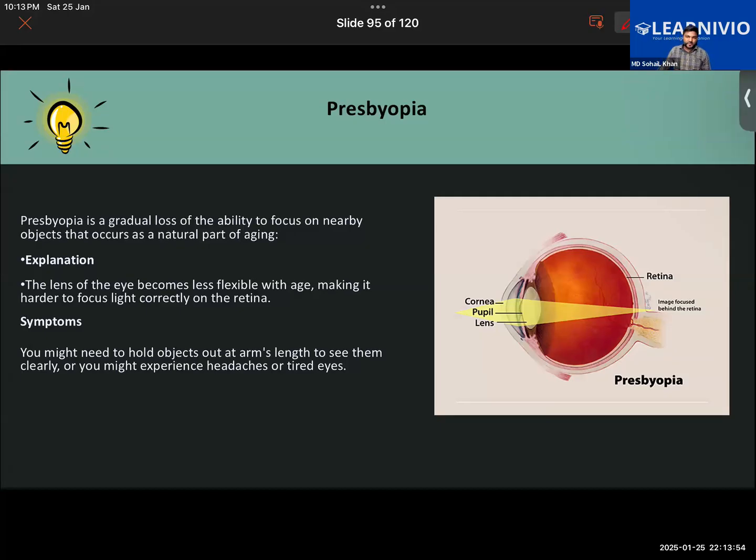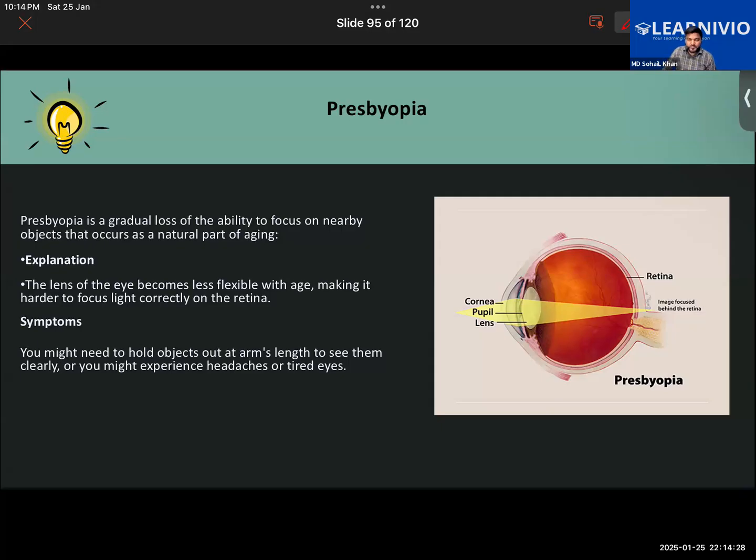Now you guys tell me, what is the similarity between presbyopia and hypermetropia? The image is focused behind the retina. Okay. Apart from that, what is the main difference? The image is formed behind the retina.